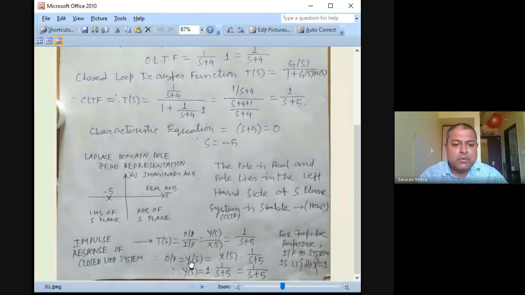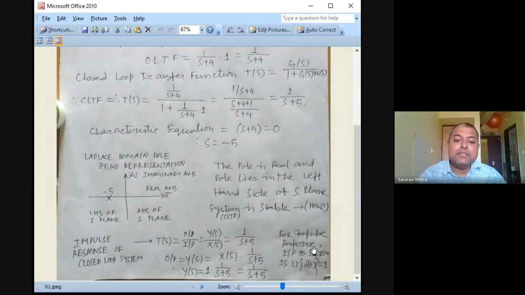So Y(s) is equal to X(s) into 1 by (s+5). What is 1 by (s+5)? This is the T(s), which is nothing but the transfer function. What is Y(s)? Y(s) is the output. Now I'm trying to tell you what is meant by impulse response. So Y(s) is equal to X(s) into 1 by (s+5).